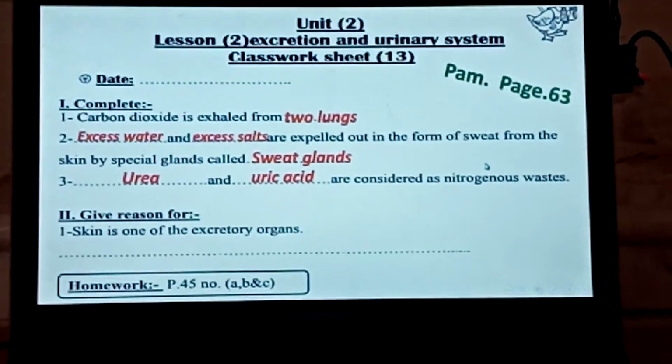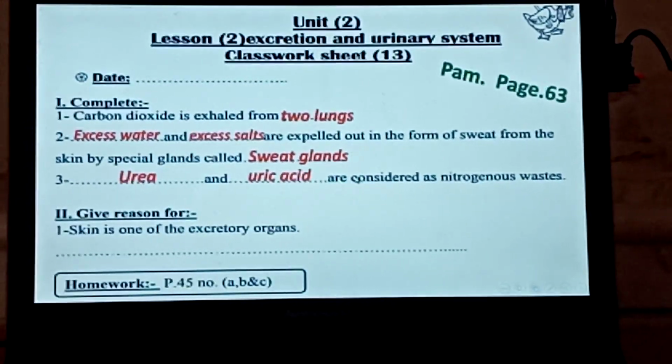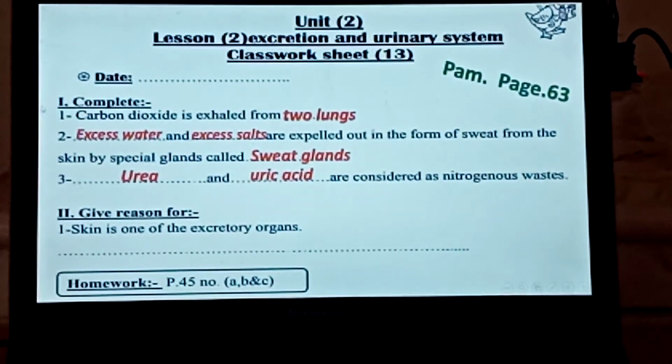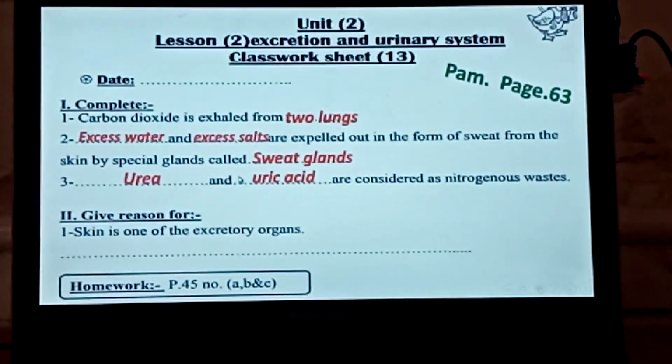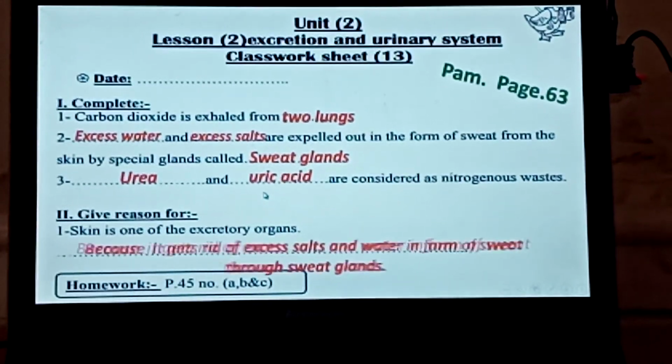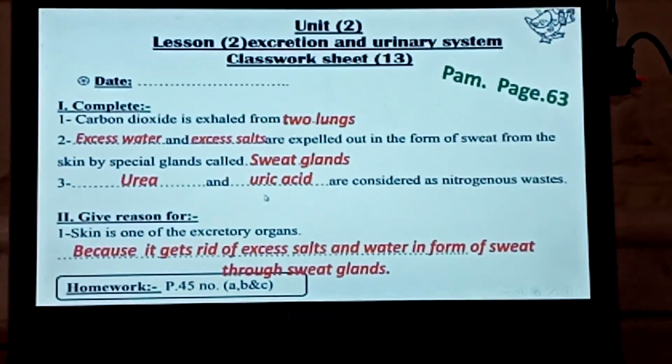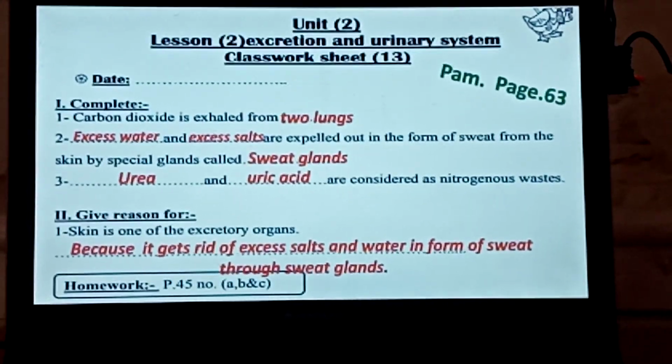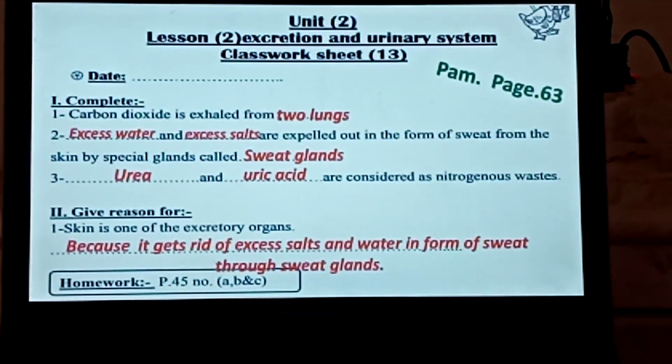Give reason for. Number 1. Skin is one of the excretory organs. Why? We consider skin as an excretory organ because it helps us to get rid of excess salts and water in the form of sweat through sweat glands.